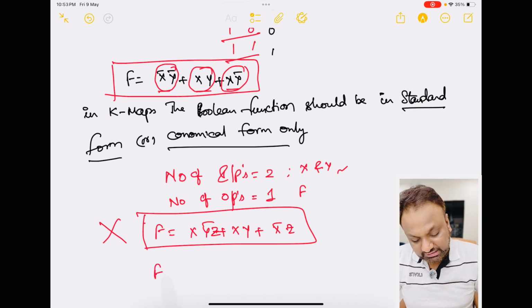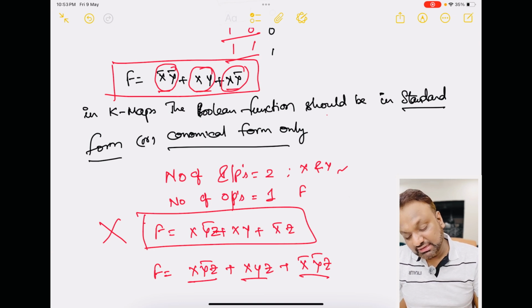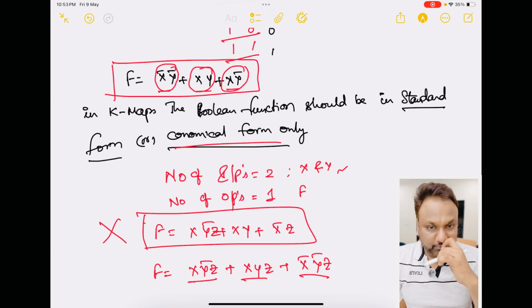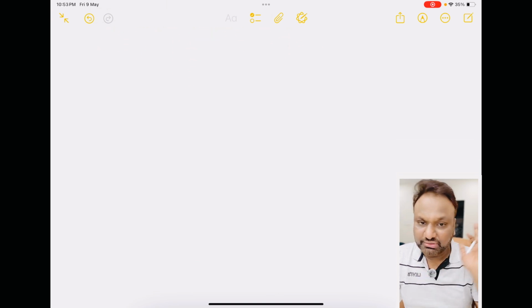Suppose I write the same thing as x y bar z plus x y z plus x bar y bar z. So in each and every product term, if all x, y, z are repeating, then that particular equation is called standard form or canonical form. In KMaps we use the standard form equations only.